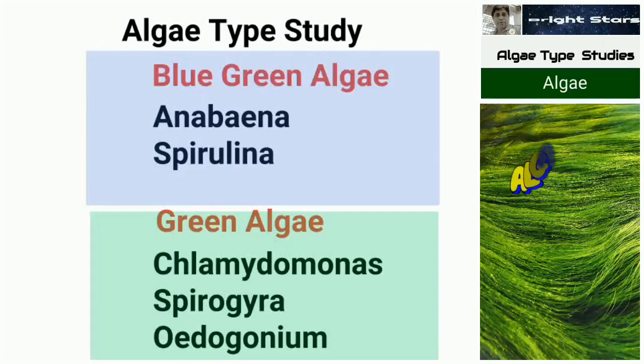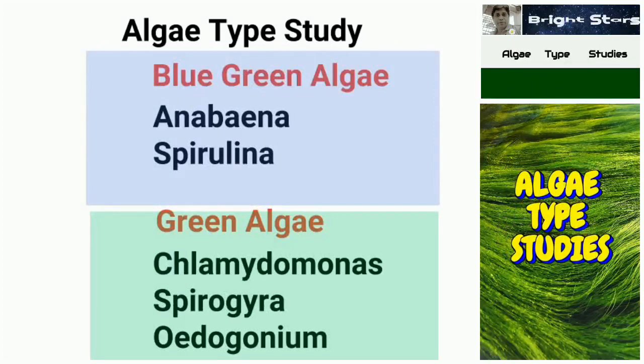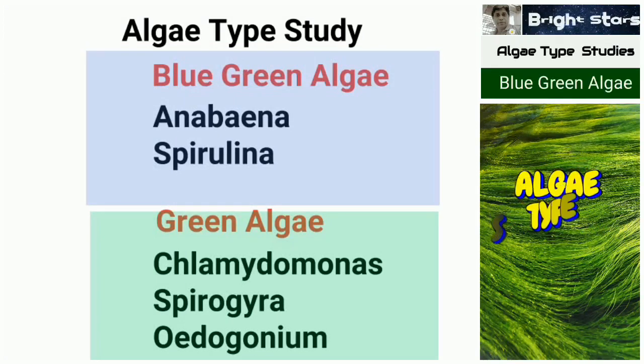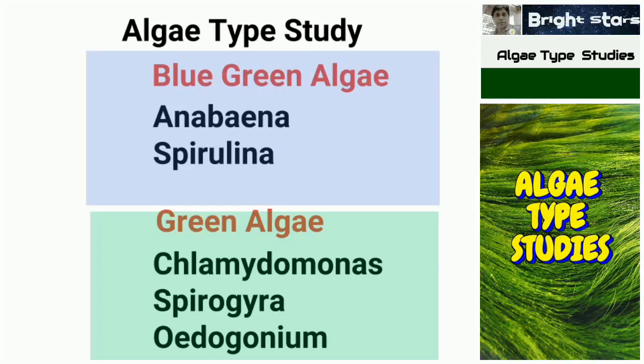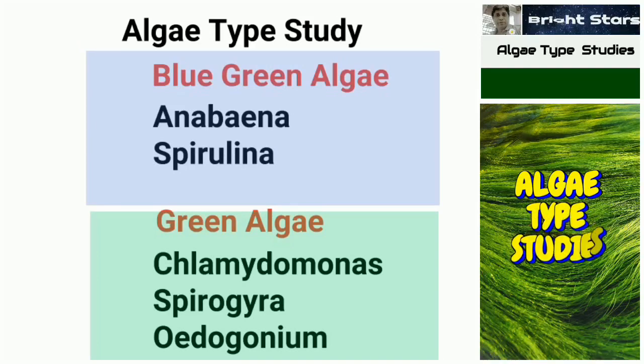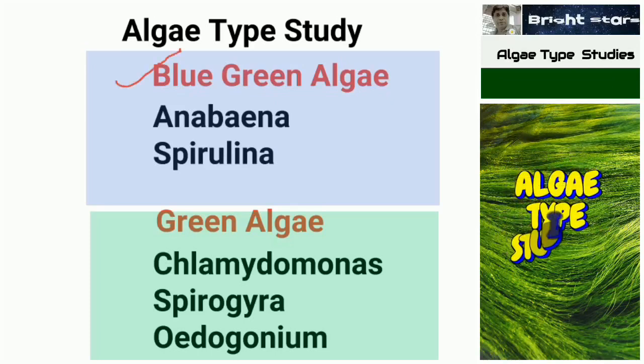Oh, my dear students, in the microbiology part, we are going to study today Algae Type Studies. Here are 5 models of algae given. First one is a blue-green algae and second one is green algae.